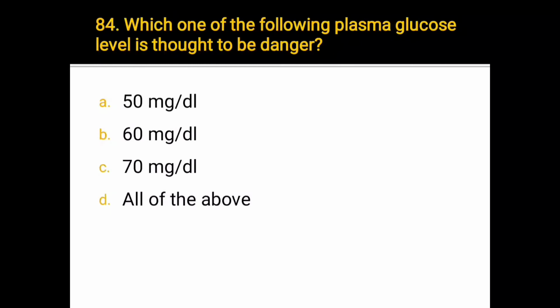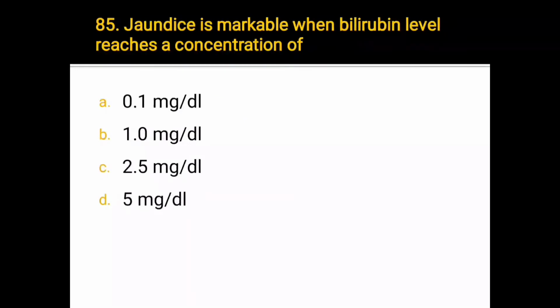Which one of the following plasma glucose levels is thought to be dangerous? A. 50 mg per dl, B. 60 mg per dl, C. 70 mg per dl, D. All of the above. Correct answer A. 50 mg per dl. Jaundice is noticeable when bilirubin level reaches a concentration of A. 0.1 mg per dl, B. 1.0 mg per dl, C. 2.5 mg per dl, D. 5 mg per dl. Correct answer C. 2.5 mg per dl.